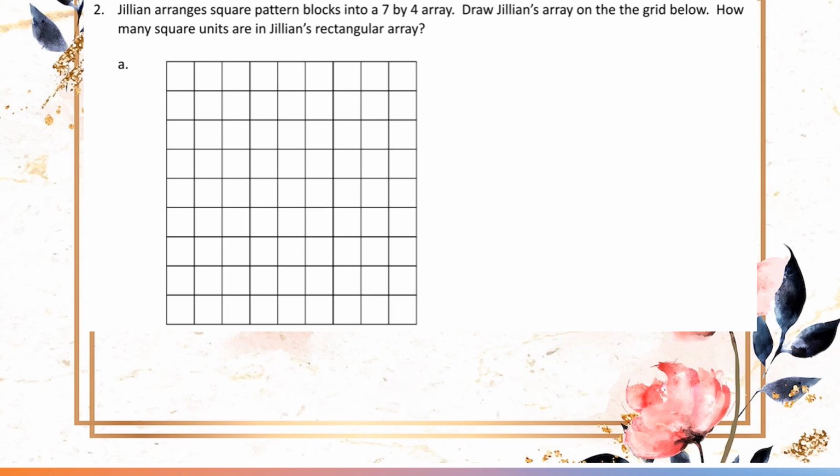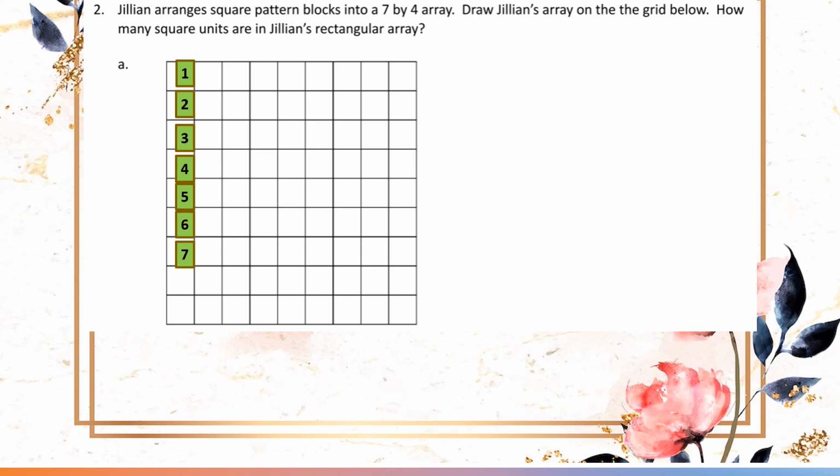So 7 is the length, 4 is the width. So let's see. 1, 2, 3, 4, 5, 6, 7. And you need to go ahead and write your numbers in those little squares all the way down till you get to 7. So 1, 2, 3, 4, 5, 6, 7 is our length. And 4 is our width.